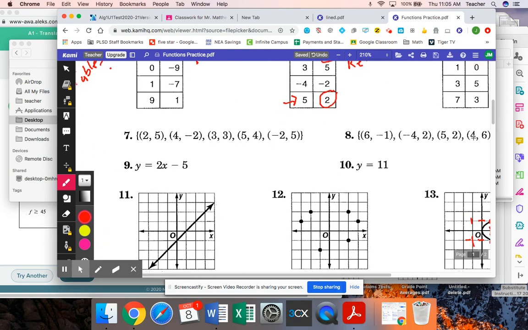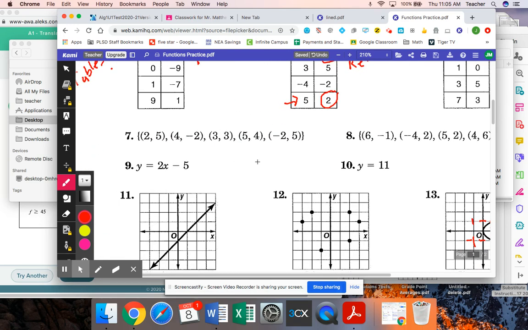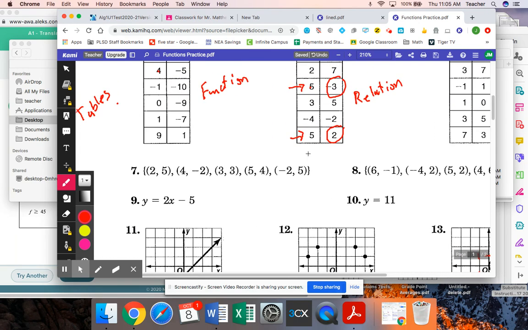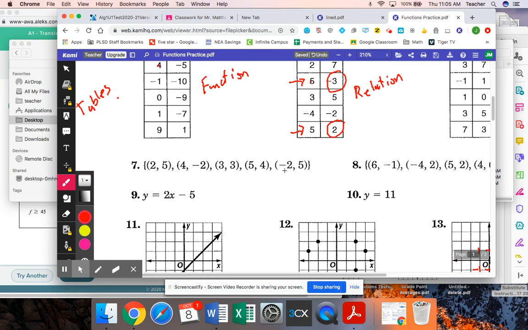Okay, I'm not going to worry about numbers 9 and 10 right now because we need to talk about equations of lines first, and I'm not going to deal with that. But let's take a look at number 7 really quickly. Number 7, if I have a list, this thing right here is just called a bracket, a brace. It just means the set of. That's what those mean. So this set of ordered pairs is 2, 5, 4, -2, 3, 3, 5, 4, -2, 5. To see if it's a function or relation, I'm going to look at just the x values first. And since I see that all of those are different numbers, I'm good. That is a function.